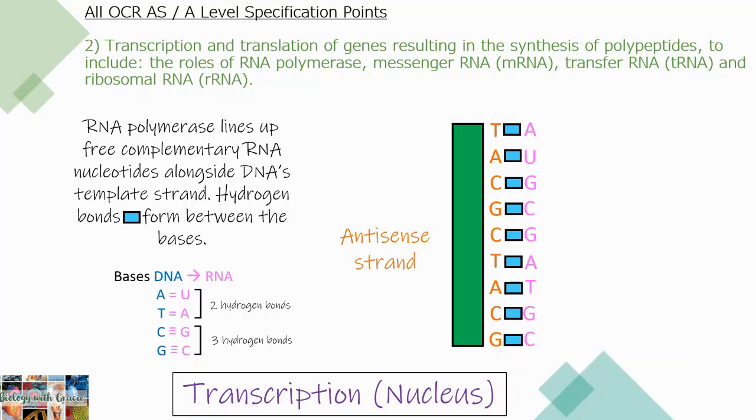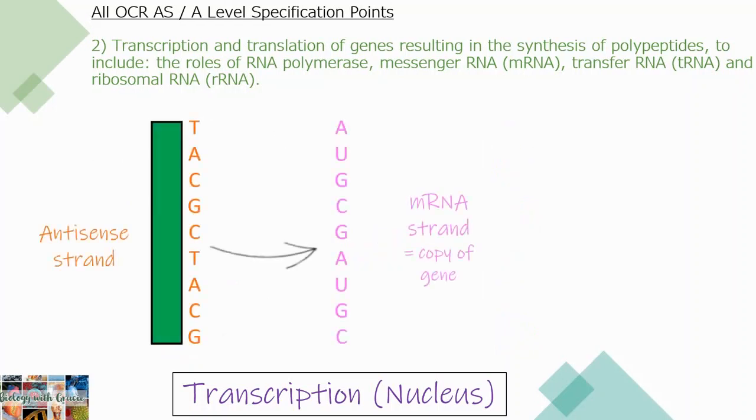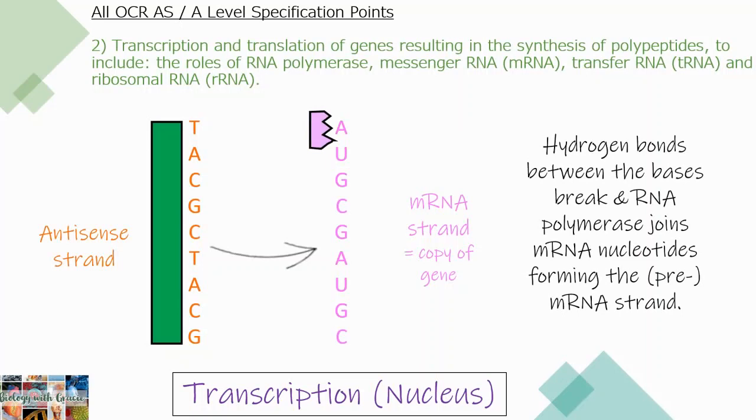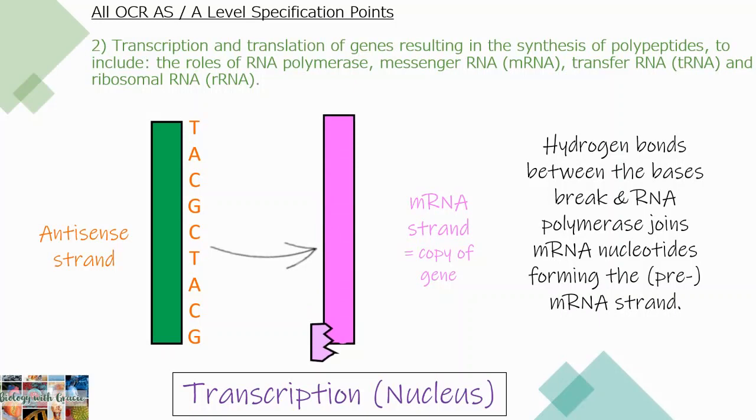And the way they pair up is DNA's A base pairs with U, DNA T complementary base pairs with A, and those 2 sets are with 2 hydrogen bonds, and then DNA's C base hydrogen bonds with G, and G hydrogen bonds with C, and they have 3 hydrogen bonds. So once the RNA nucleotides are all lined up, hydrogen bonds between the bases break, and RNA polymerase actually joins the mRNA nucleotides, forming the pre-mRNA strand.